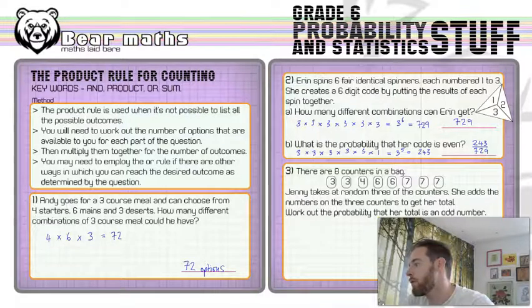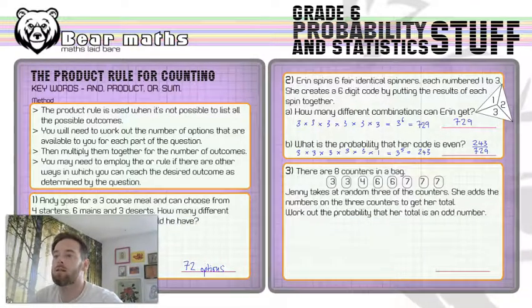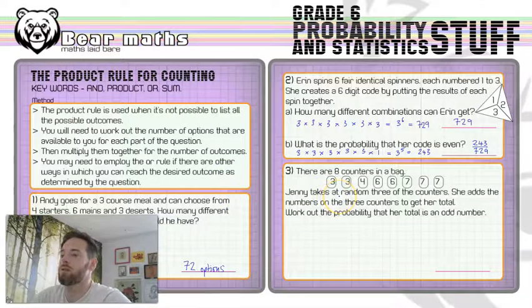Now, number 3 is a proper difficult question, I think. I think it's quite a tough one.